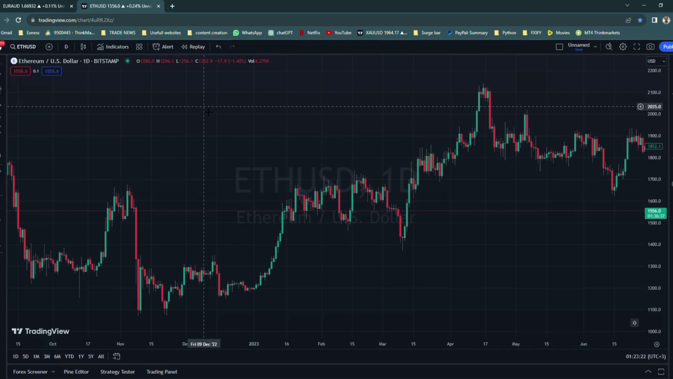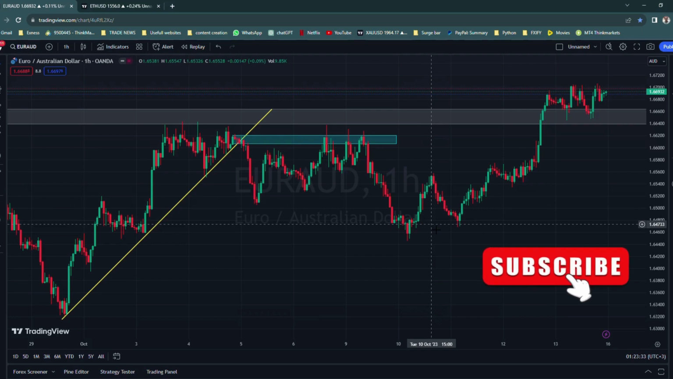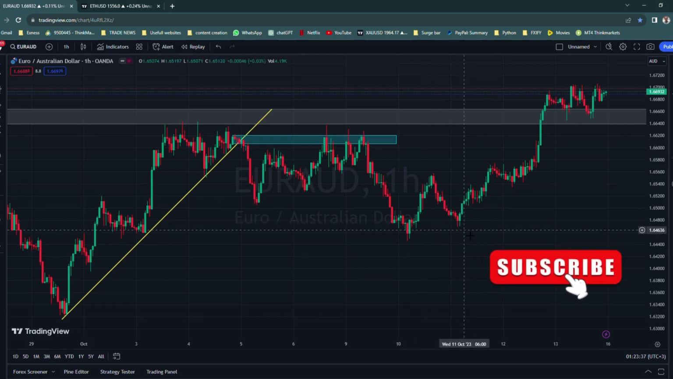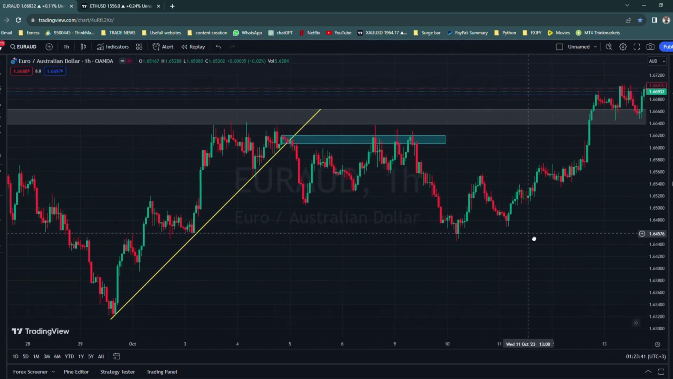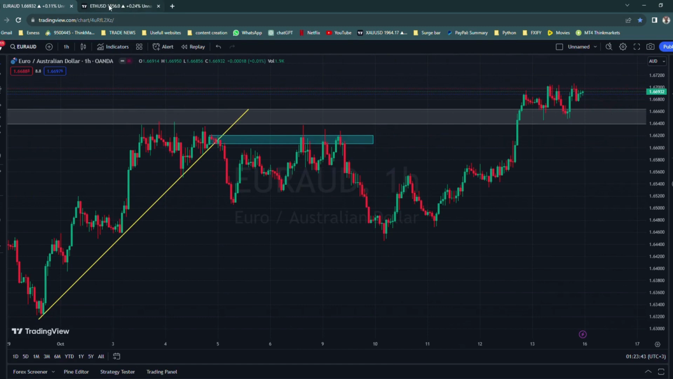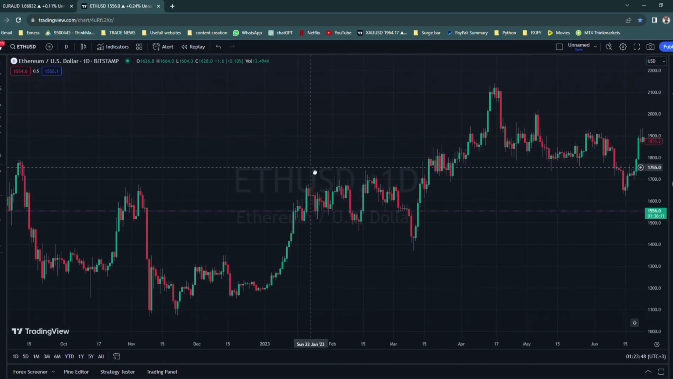So we are going to use two instruments: Ethereum USD in the crypto space, and Euro AUD on the forex side. Let's analyze these two and see how you do the analysis to capitalize on the opportunities available on your charts right there. We are looking at Euro AUD on the 1 hour chart, and Ethereum USD on the 1 day chart.